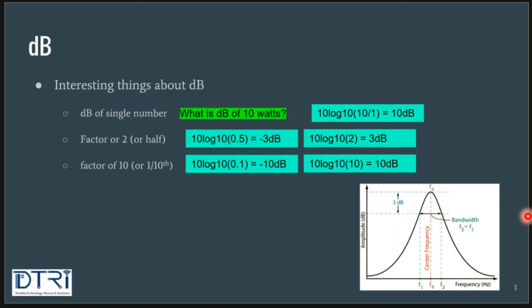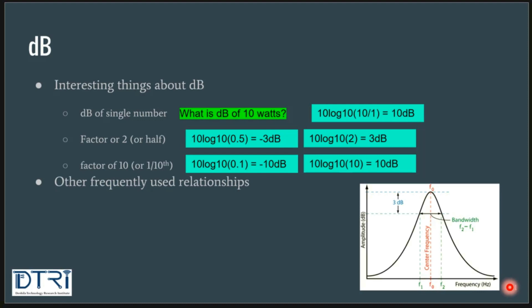A practical example is this image. If you remember, you would have studied about filters or amplifiers, and it is defined by a 3 dB bandwidth as shown here. So in absolute terms, what does that mean? It means this is a half power bandwidth. That means from the peak, when the power drops to half, or in decibels it drops to minus 3 dB, or 3 dB below the peak, is where you measure the system bandwidth between F1 and F2.